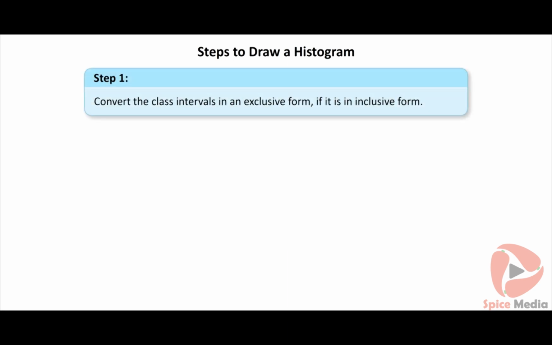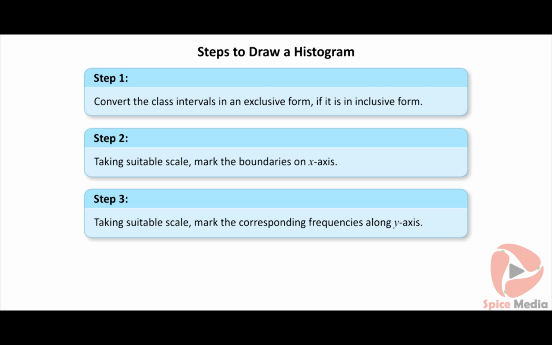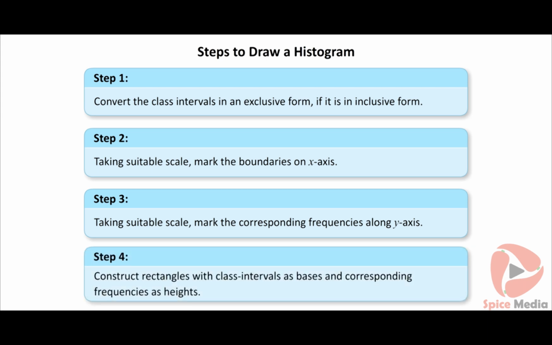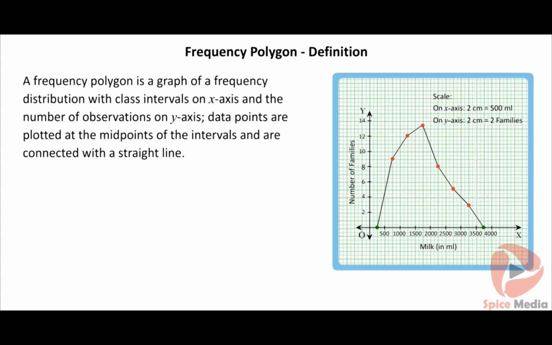Here are the steps to draw a histogram. Step 1. Convert the class intervals in an exclusive form if it is in inclusive form. Step 2. Taking suitable scale, mark the boundaries on x-axis. Step 3. Taking suitable scale, mark the corresponding frequencies along y-axis. Step 4. Construct rectangles with class intervals as bases and corresponding frequencies as heights.